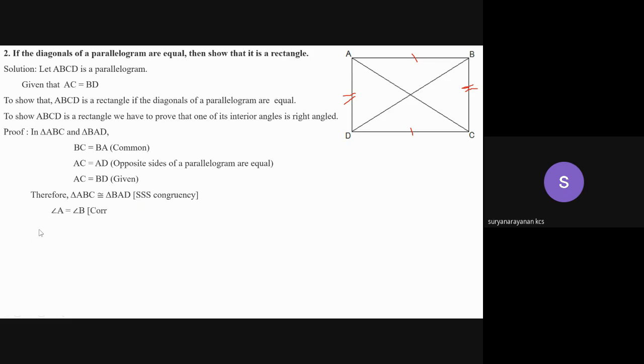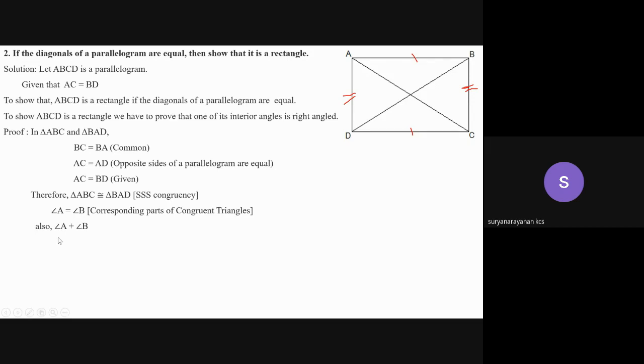Then angle A is equal to angle B. Angle A is equal to angle B because of CPCT, corresponding parts of congruent triangles.